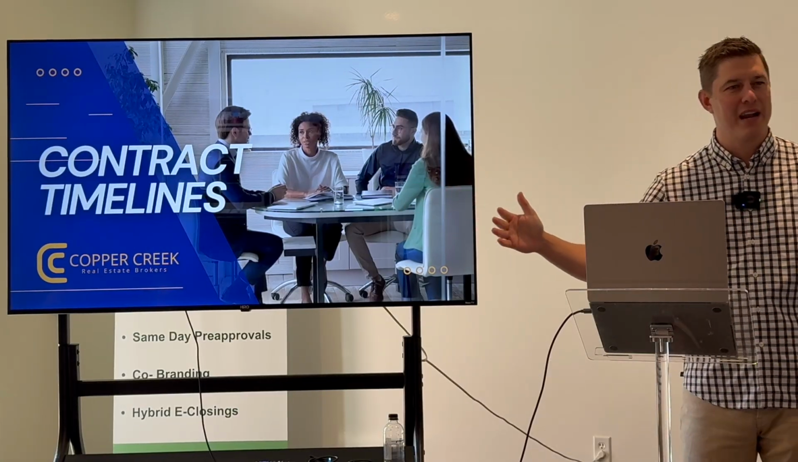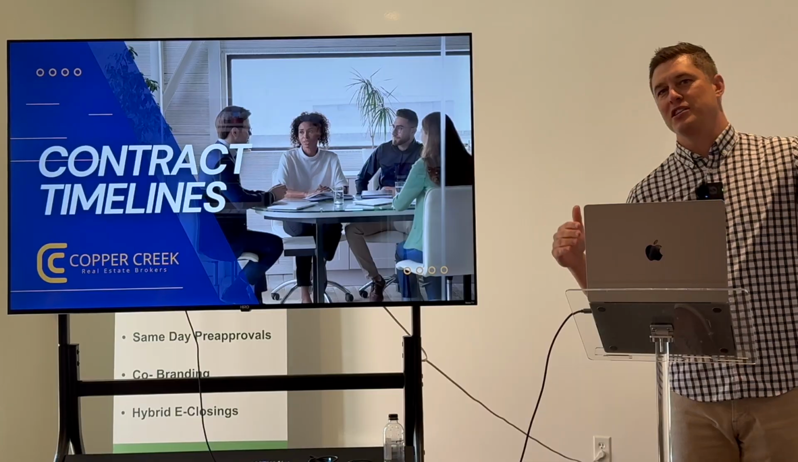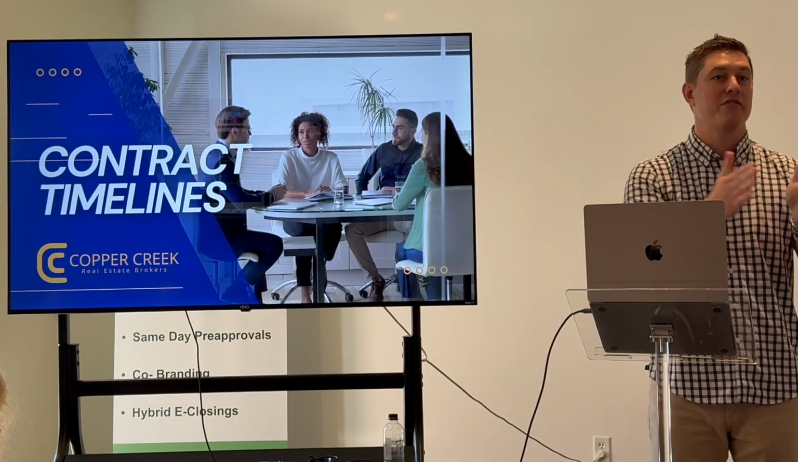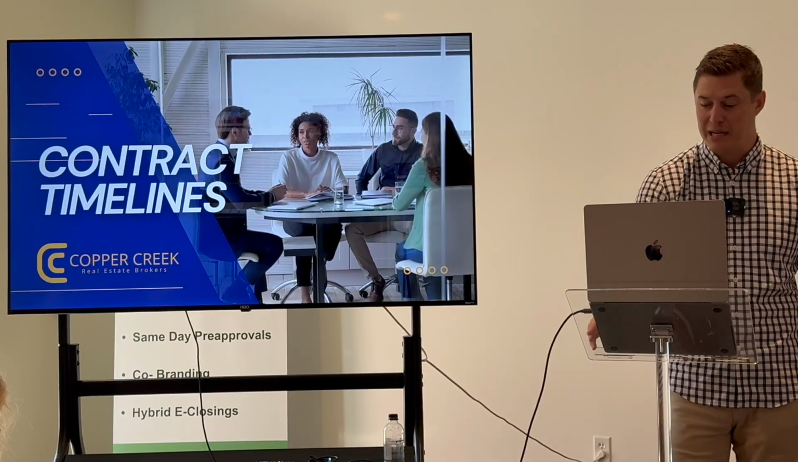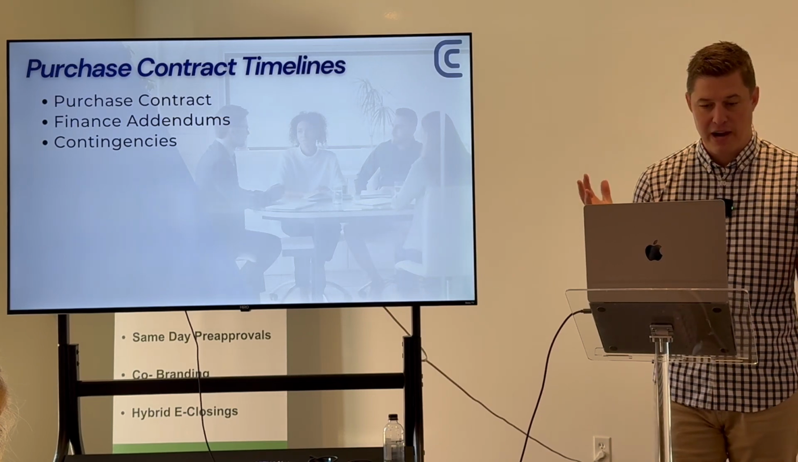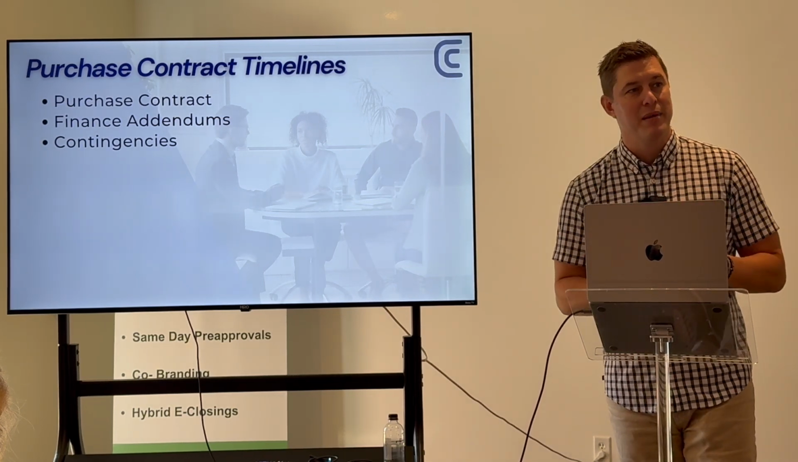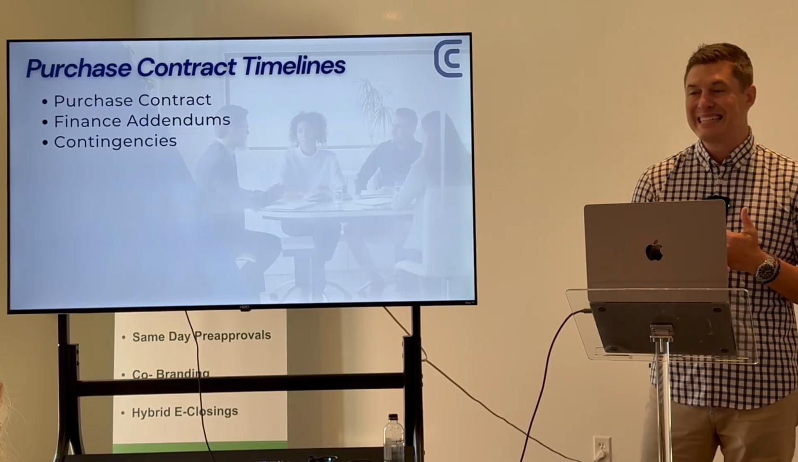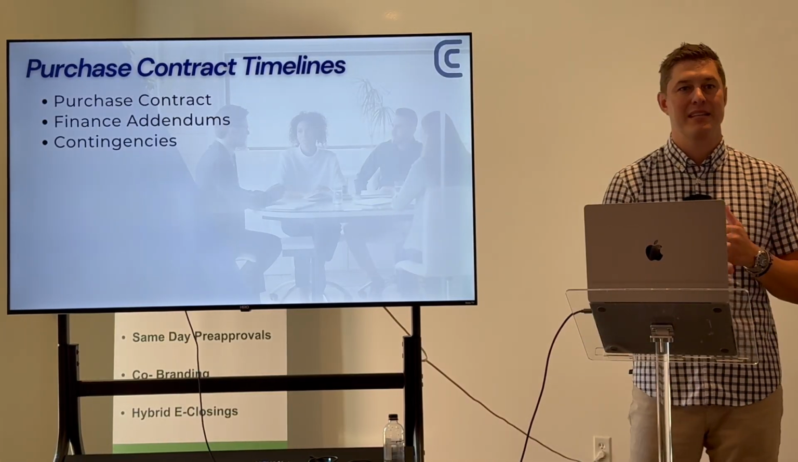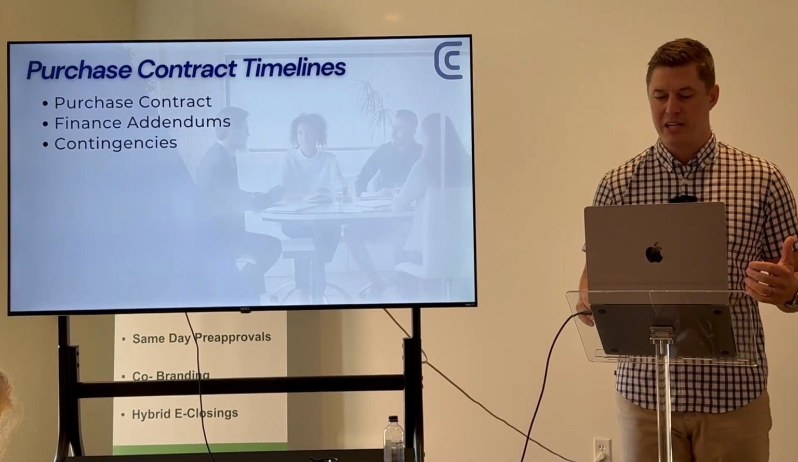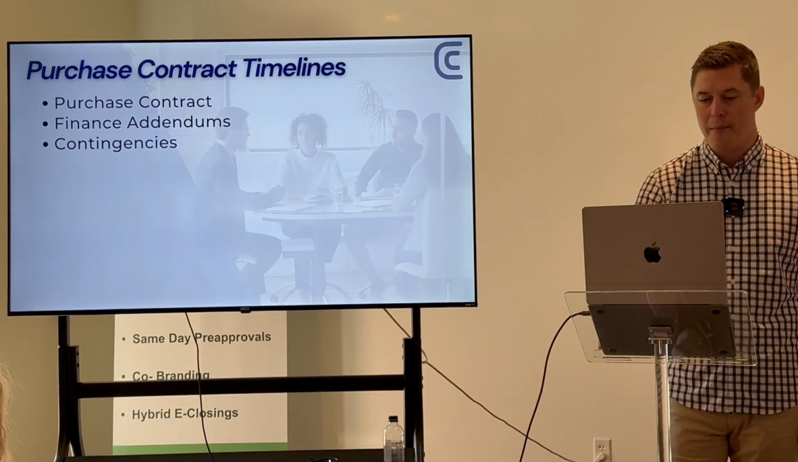You'll notice I jumped from page one to a different page. So we're going to go chronologically from the time you go under contract to what happens in practice. We're going to look at the purchase contract and the finance addendum. There are timelines inside the finance addendum that we need to be aware of. And then contingency timelines. There are timelines inside the contingency as well that you need to be aware of if you're ever doing contingency contracts as a seller or a buyer.